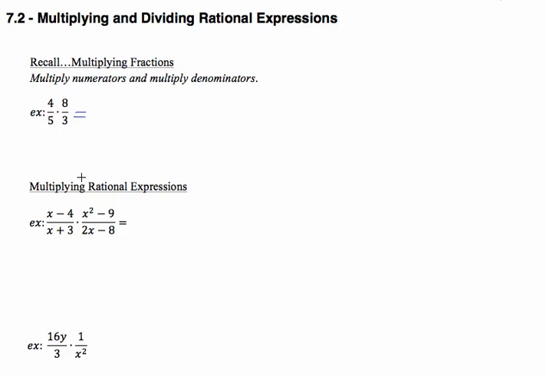So multiplying fractions is pretty easy. You just multiply across the numerators, so 4 times 8, and you multiply across the denominators, 5 times 3. So you get 32 over 15.